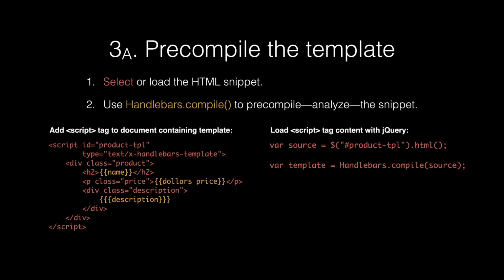Step number 1, or sub-step number 1 here, is that we're going to either select or load the HTML templates. So the select situation is what we're showing here on this page. We're pursuing that select branch. Then the second step here is that we're going to be using handlebars.compile to precompile or analyze that snippet. Essentially, we're going to load that snippet in, and Handlebars is going to look through it for these expressions that we've been talking about and prepare them to have data injected.